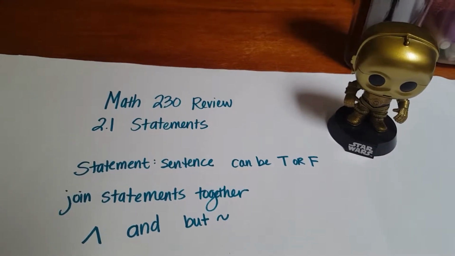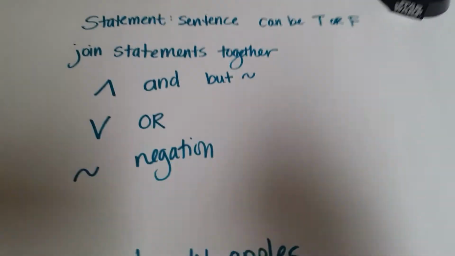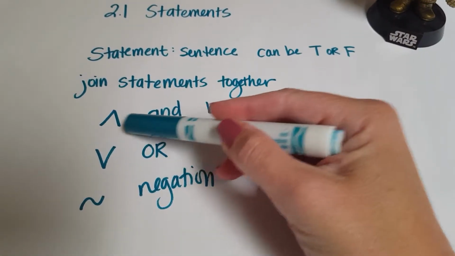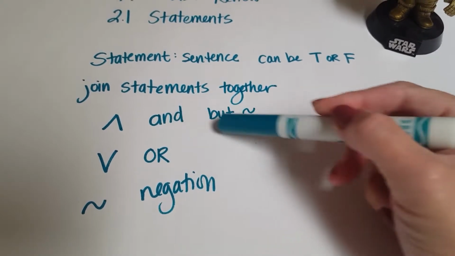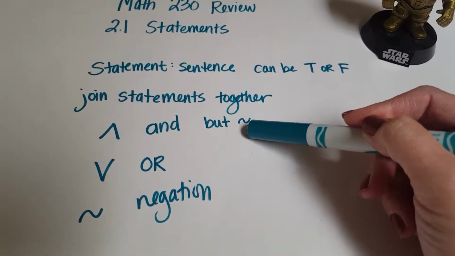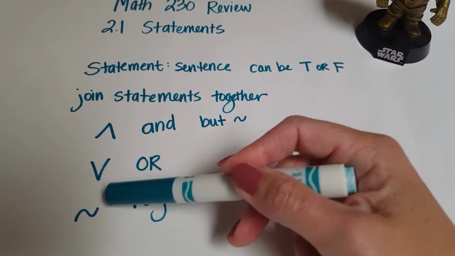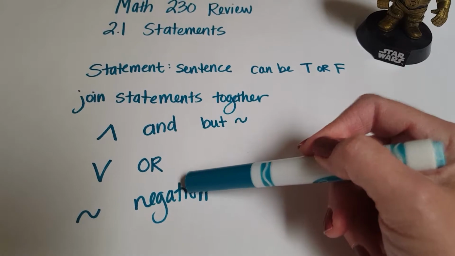And we can join those statements together using basically 3 symbols. We've got the and, which is the conjunction. So it stands for and. It can also stand for but, as long as it's paired with a negative. Then we have the disjunction, which is or, and the tilde, which negates a statement.